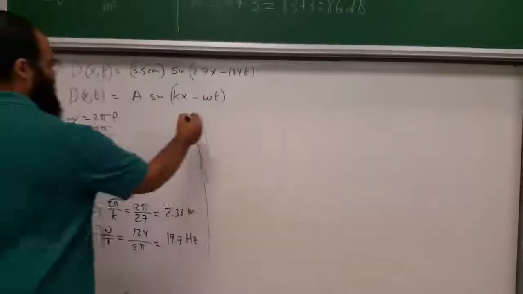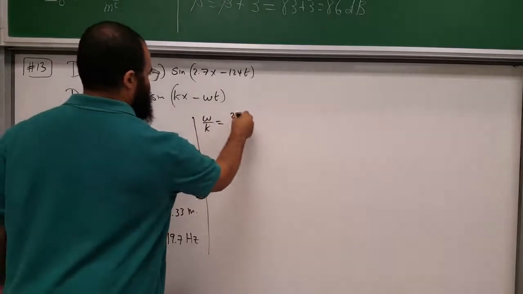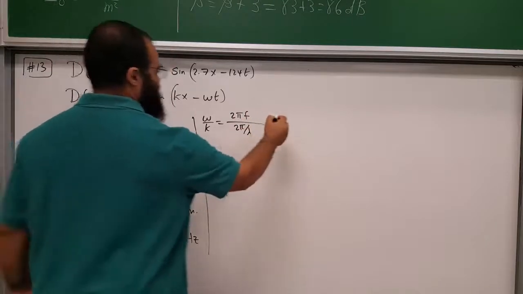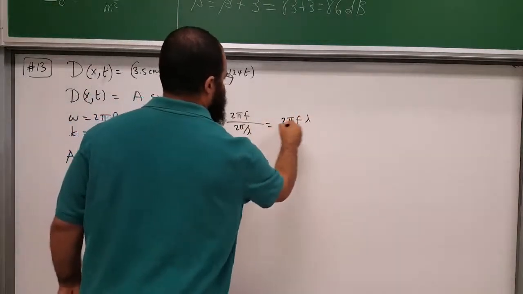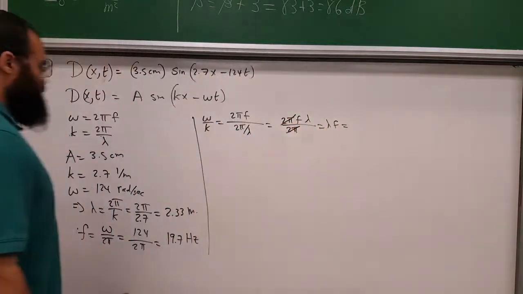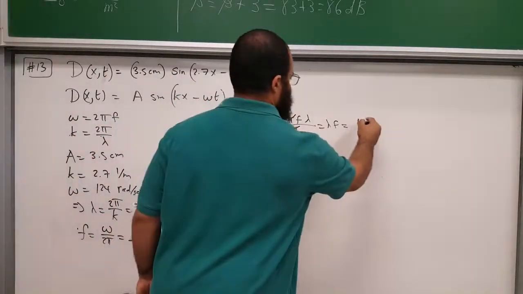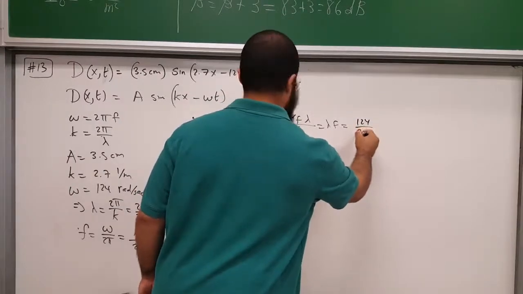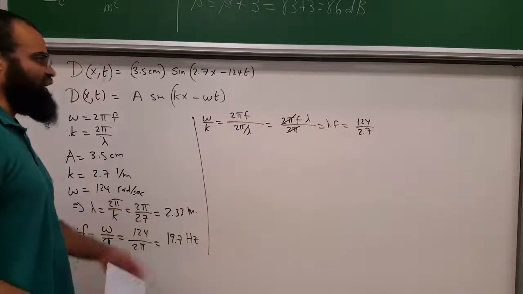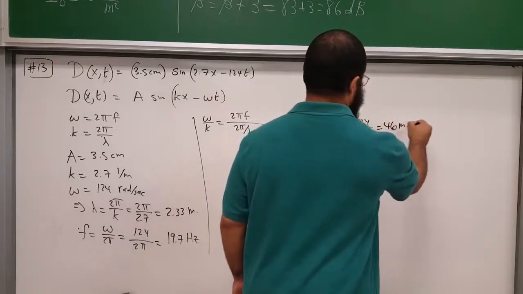Because what is omega over k? Omega is 2 pi f divided by k, but k is 2 pi over lambda. So lambda goes upstairs. So you get 2 pi f times lambda divided by 2 pi. So that cancels, which is lambda times f. So either way will be 124 over 2.7, or if you like 19.7 times 2.33 will give you the same answer. So that's about 46 meters per second.